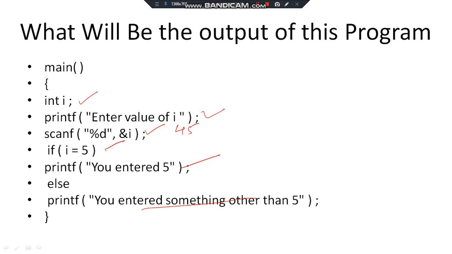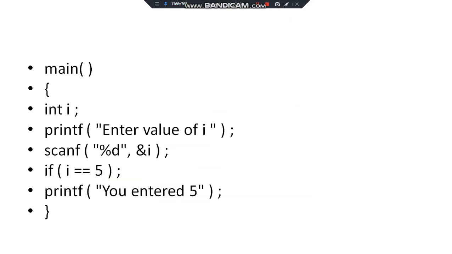Many of you will think that if I enter 45, the output will be that you entered something other than 5, but the output will be "you entered 5" only, because you are assigning the value of 5 to I. You are assigning, you are not comparing here. Whenever you are using the if and you want to check the condition, it should be I double equal to 5. So this is one common mistake. Okay, another common mistake is this one.